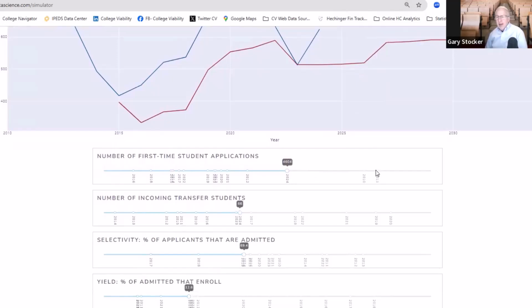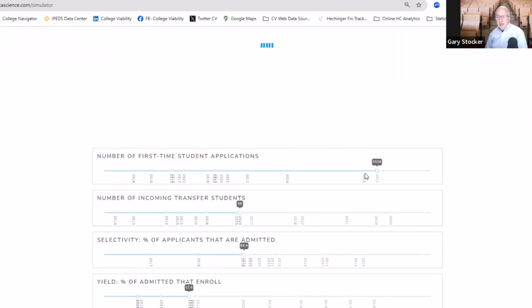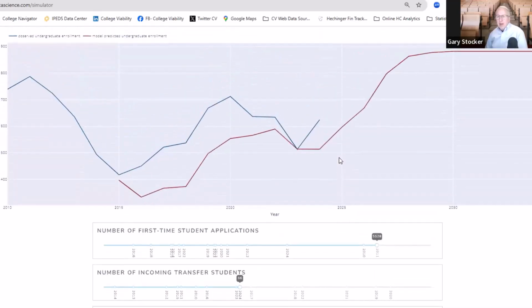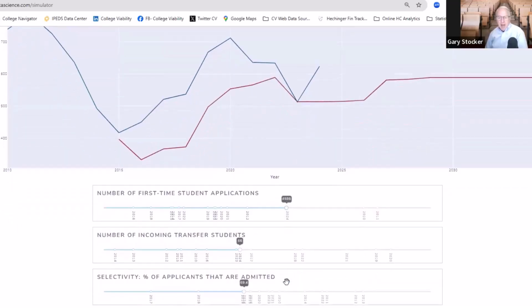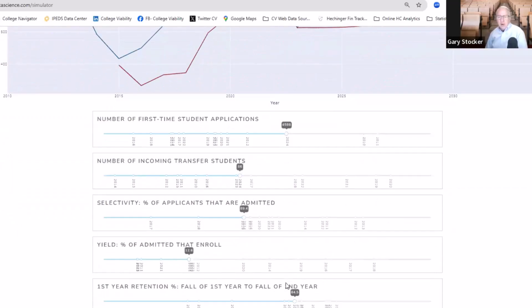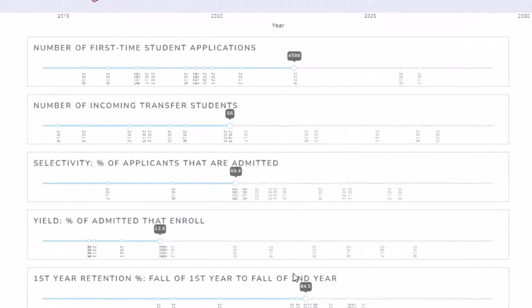We can see they had a lot higher number in 2011. And if they were to get to that number, which was 5,500, again, as you would expect, the enrollment simulator shows a much higher trend in terms of future enrollments. Let's go back and reset that to 2024. And the same logic applies to all these other components of the undergraduate enrollment simulator.